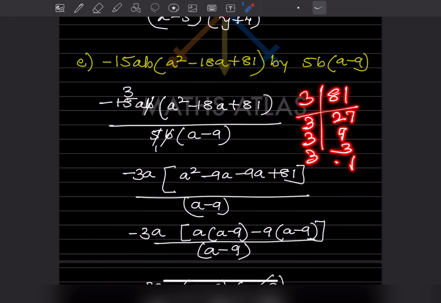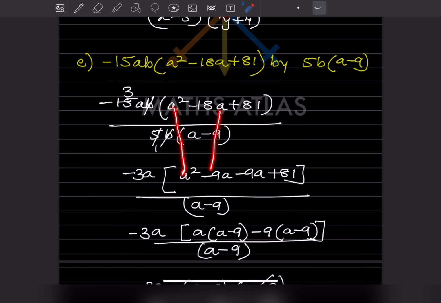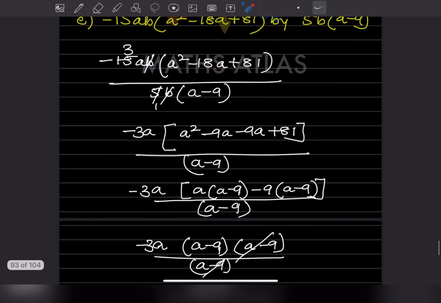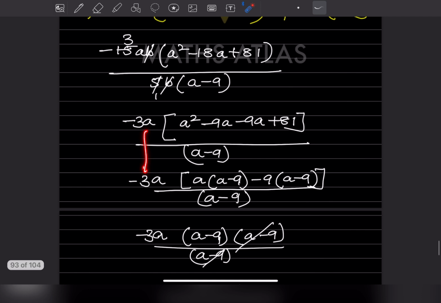So we need minus 18 here, so this 9 and 9. It should be minus 9 minus 9, so that should be minus 18. Can you see here? This will be the same for this one. This is split into 2: minus 9a, and this is going to be the same. And here in the denominator, what remains is just a minus 9. So this is the same.